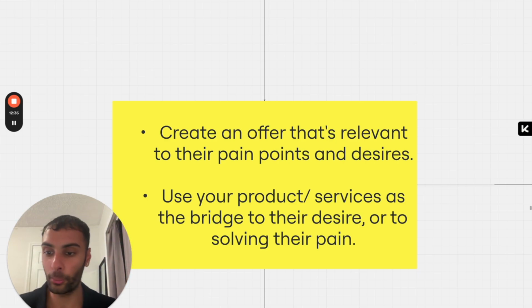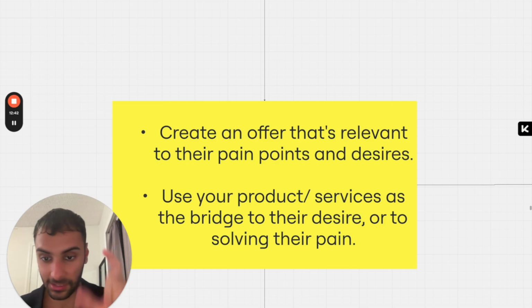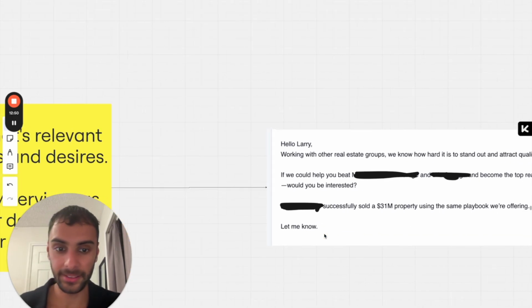And that's all you're going to be doing in terms of offer and copywriting. You're just going to use the ammo that you got from the last part and use your product or services as the bridge to solving their pain or helping them get to their desire, right?